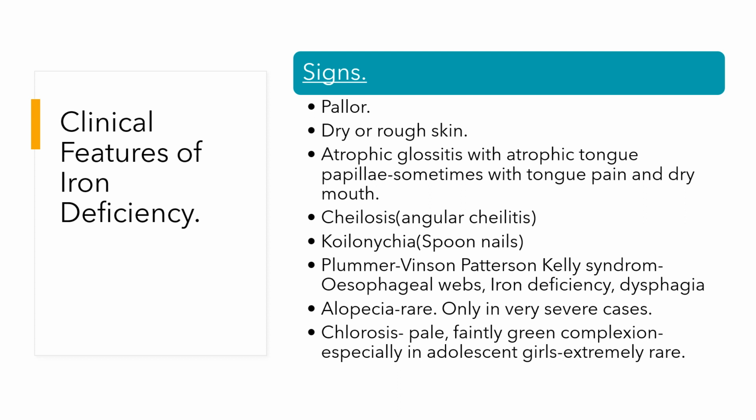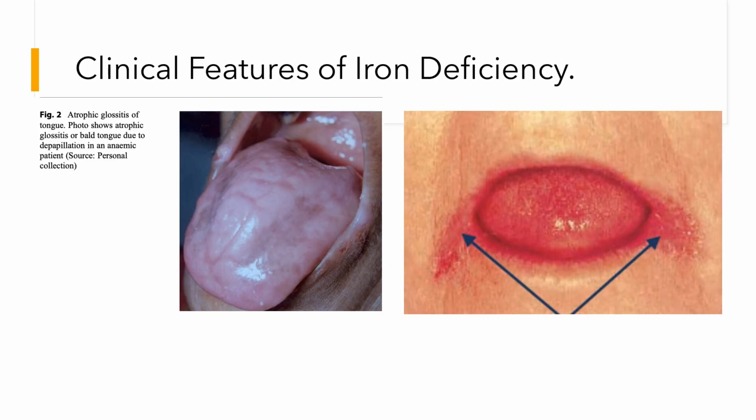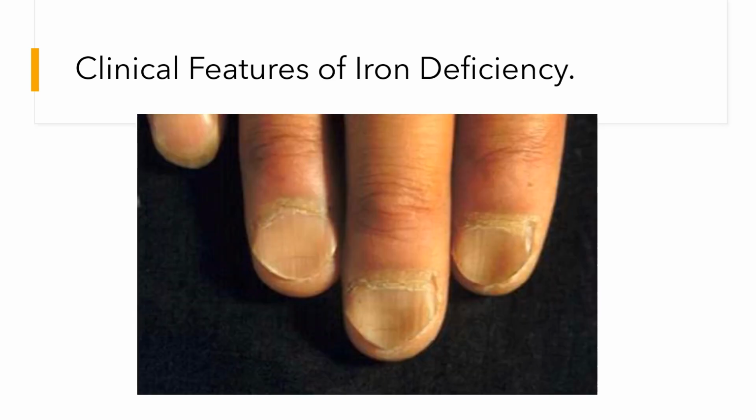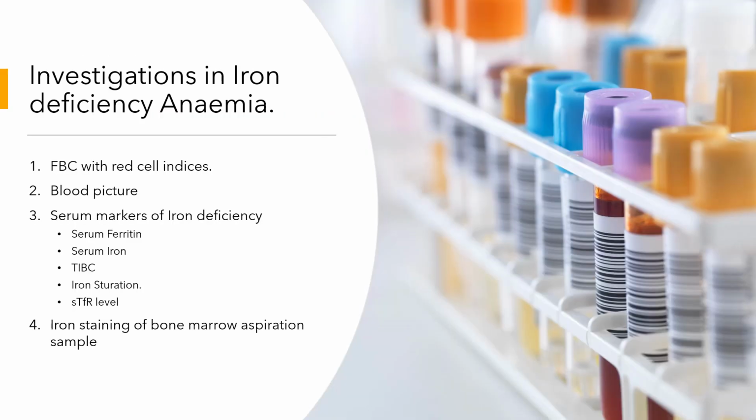And in those days, especially in young adolescent white girls, they presented with chlorosis, that is a faintly green complexion with pallor in their skin. But these days we don't see these features. So this picture shows angular stomatitis and glossitis and koilonychia.